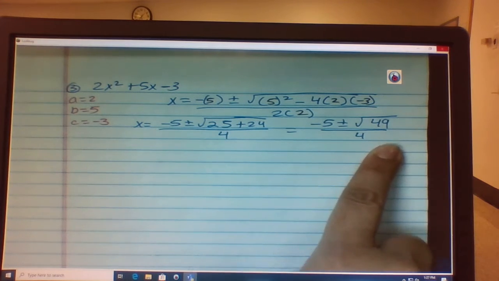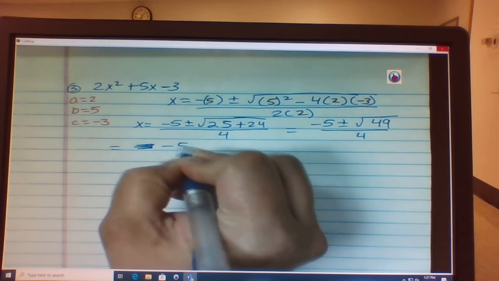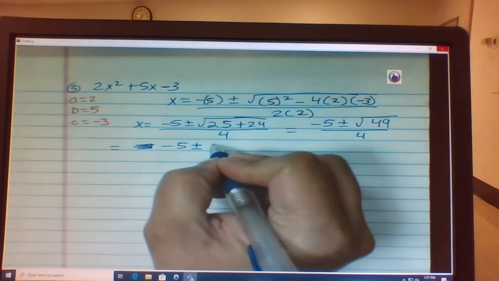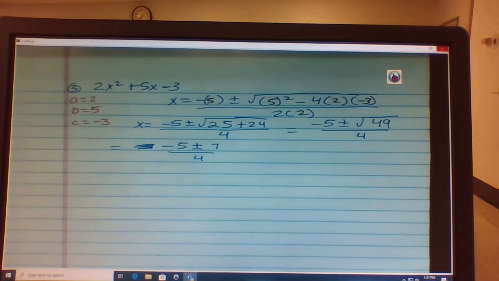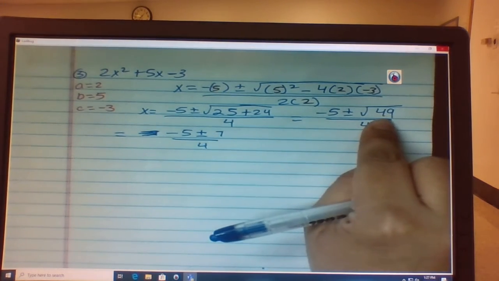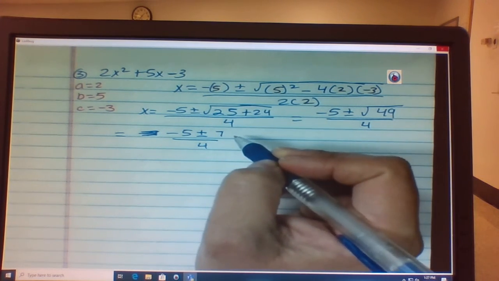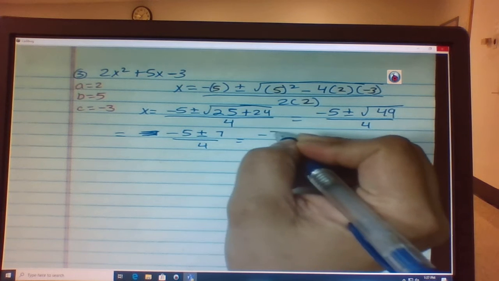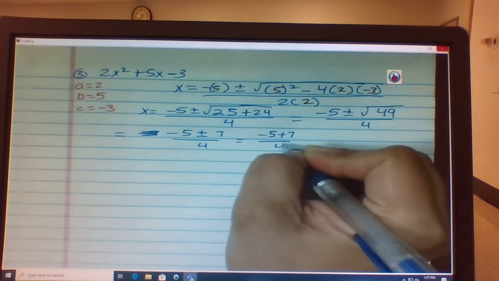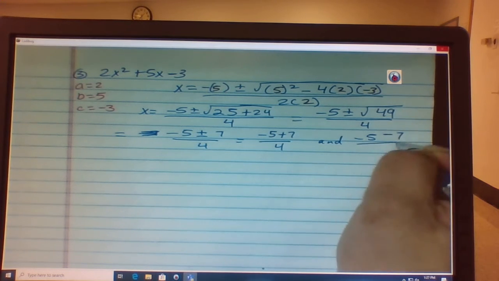What's the square root of 49? So -5 plus minus 7 over 4. Now, the biggest thing that I see when you're doing your work, even though you take the square root of 49, some of you still want to put the square root around the 7. Once you take the square root, that square root is gone. Forget about it. So this is -5 plus 7 divided by 4, and -5 minus 7 divided by 4.